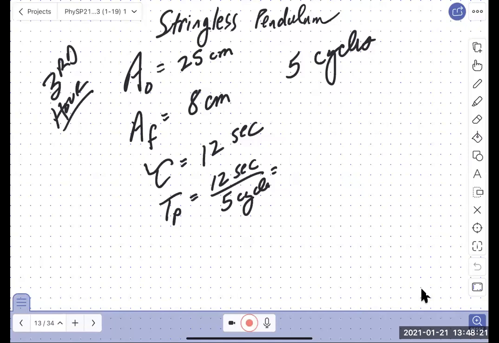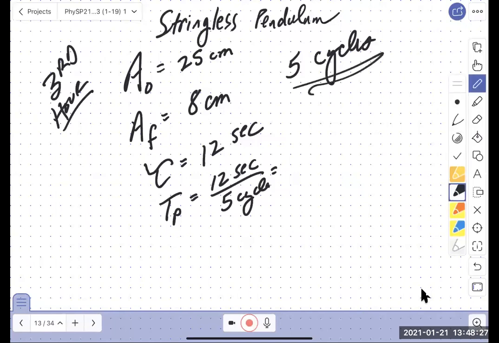So then, okay, now let me go back to sharing the screen. So then we take that and we collect our data. They timed it. I had them all time it for 5 oscillations. We did five cycles.